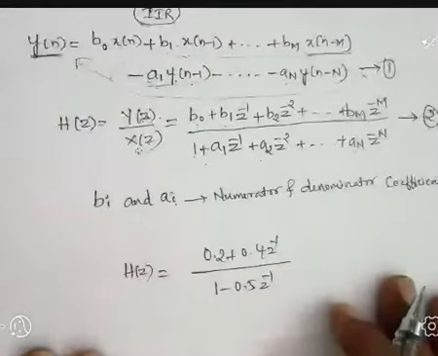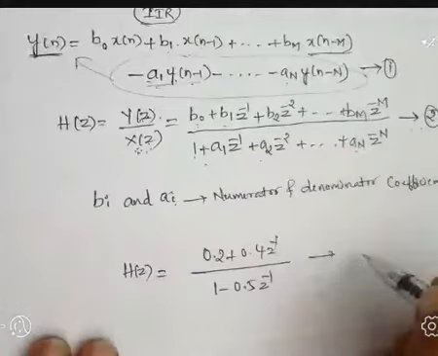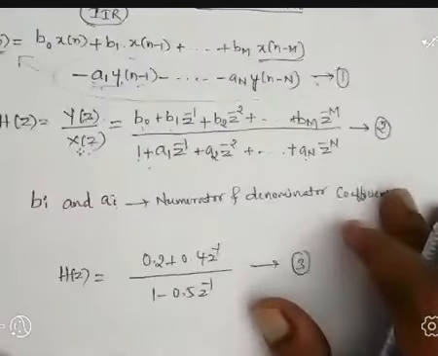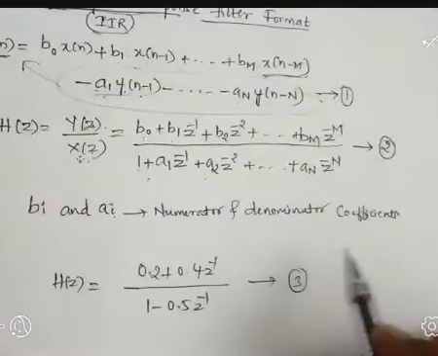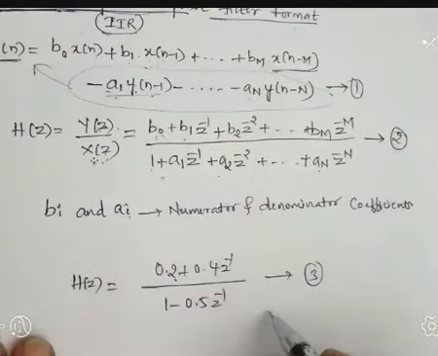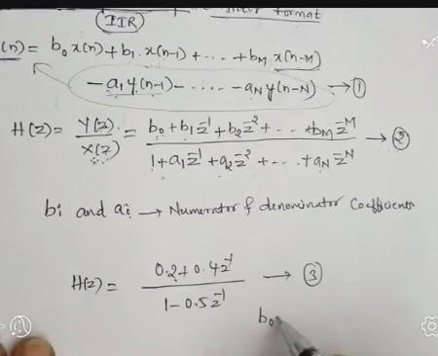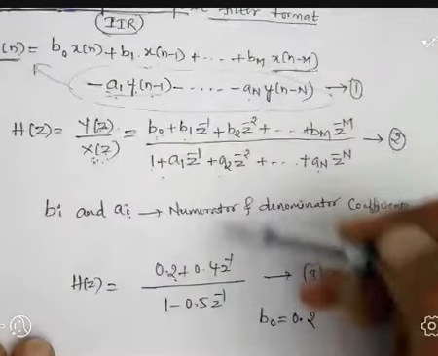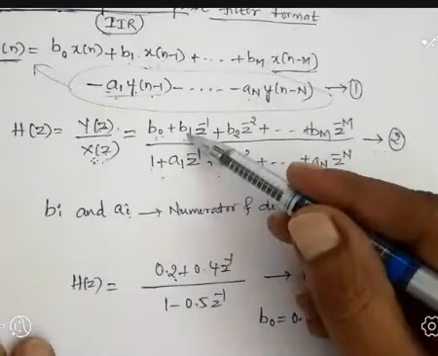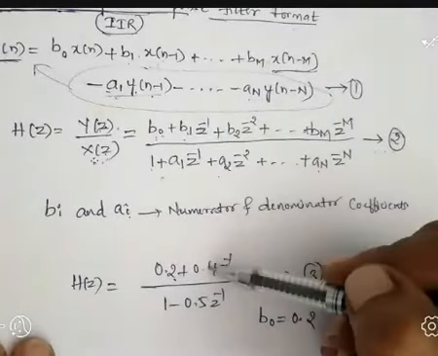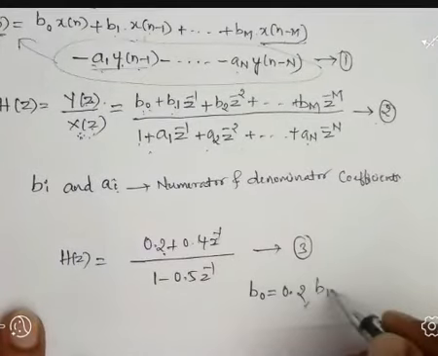Now compare these two equations. Equation number 3 I have written. So let us compare equations 2 and 3. From this comparison, we are going to write b0 equal to 0.2. Okay, fine. Next, z to the power minus 1 carries the coefficient term b1. Here the coefficient term is 0.4. Hence b1 equal to 0.4.